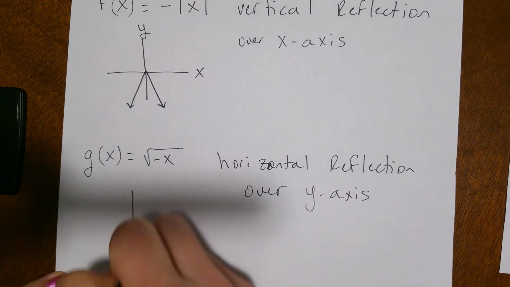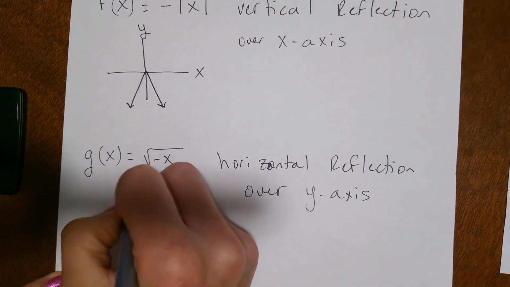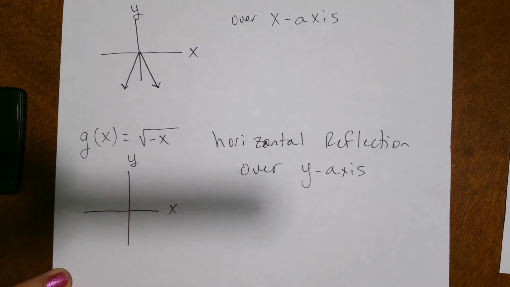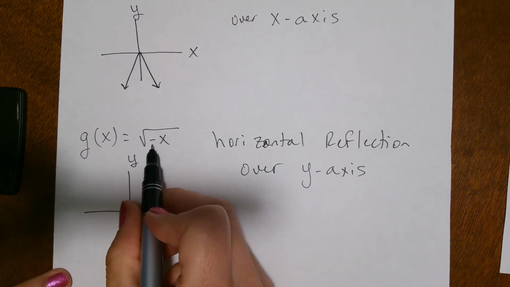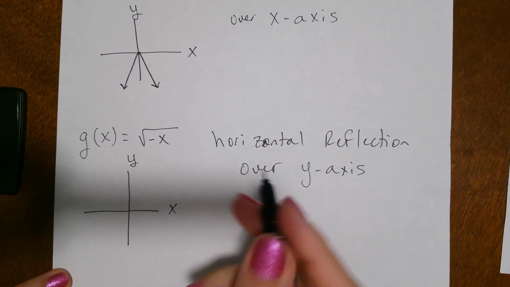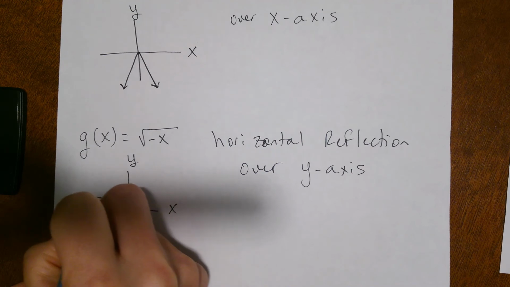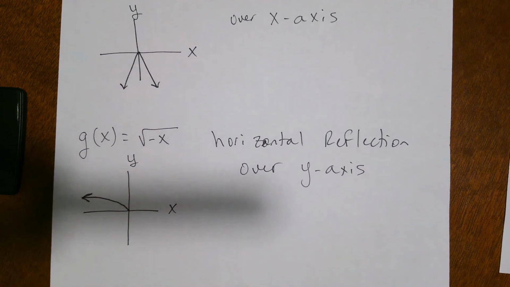So if I reflect this, hopefully again you're familiar with what that parent function looks like. It starts at the origin and goes off slowly increasing in the first quadrant. This negative is going to reflect me back across the y-axis. So instead of being in the first quadrant, we will end up being in the second quadrant. Alright, so those are all of our transformations.